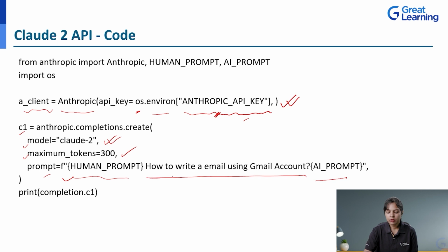So this is the actual statement or input prompt. I have written here 'how to write an email using Gmail account'. This is a one-line single prompt I have given. Although this prompt is not very good or very effective, I have put it over here just as an example. And then you have to print whatever response you get. So print completion.ci. Ci is this object which I am referring to.